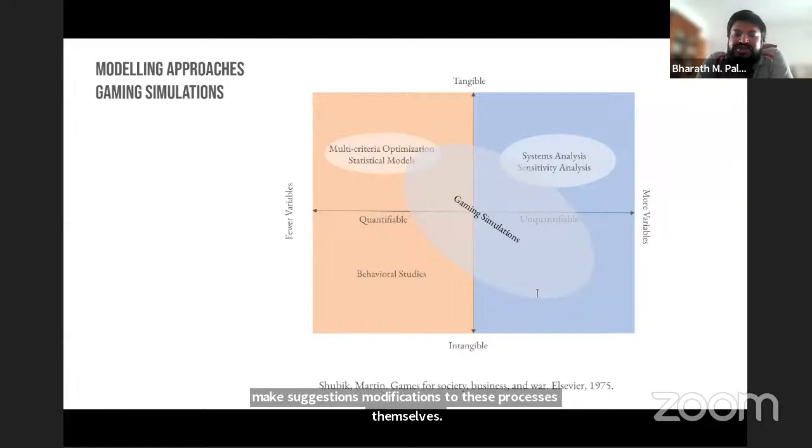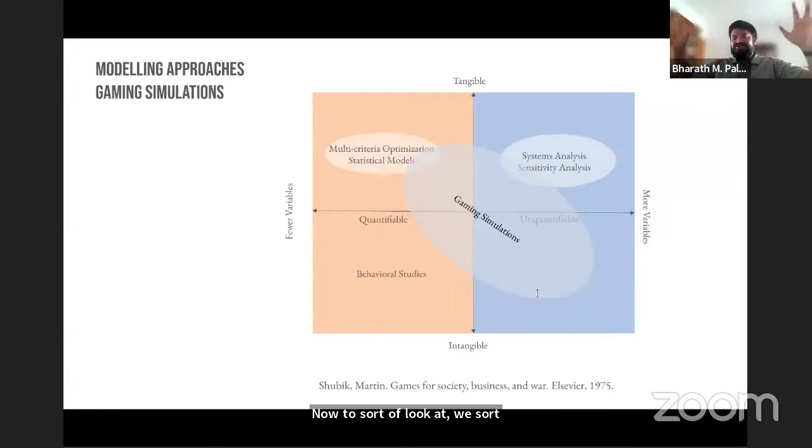Now, we've broadly looked at what I mean by the context of public policy and what the problem is. Let's take a look at why gaming simulations fit, or whether they actually fit, and where they fit.